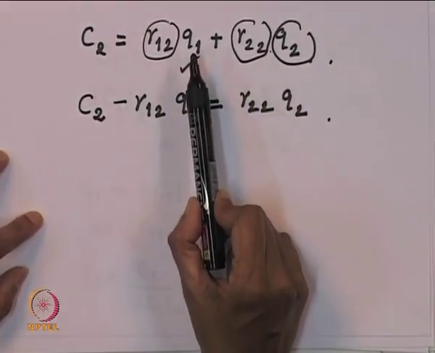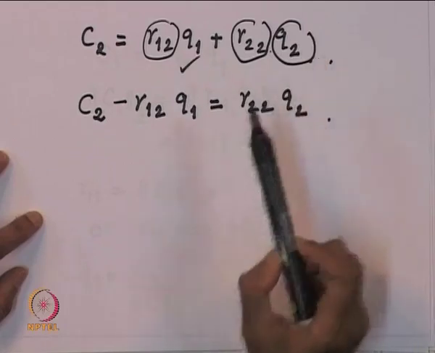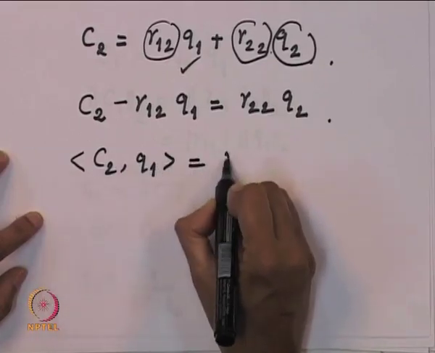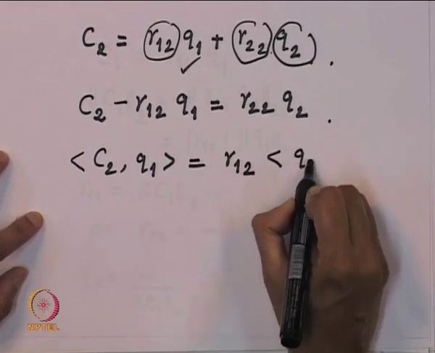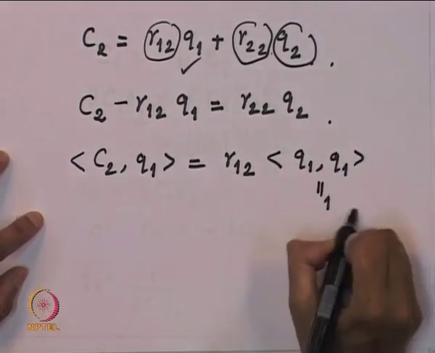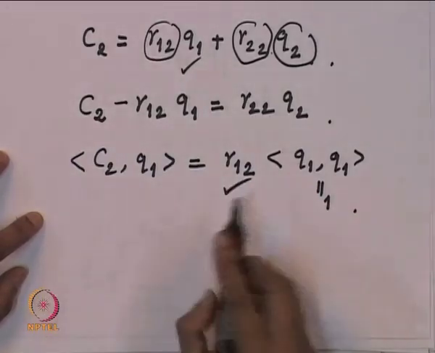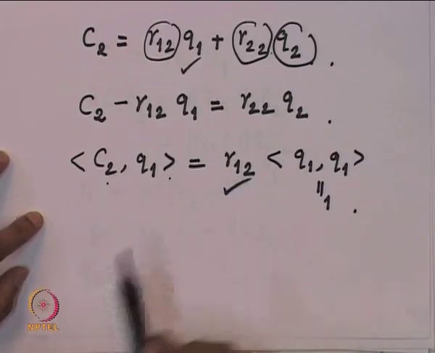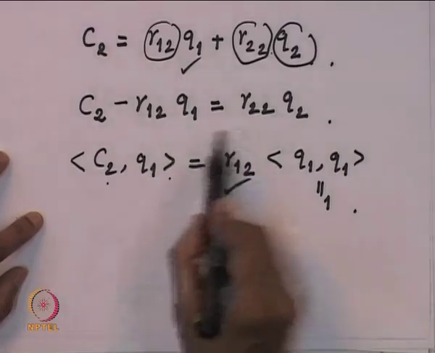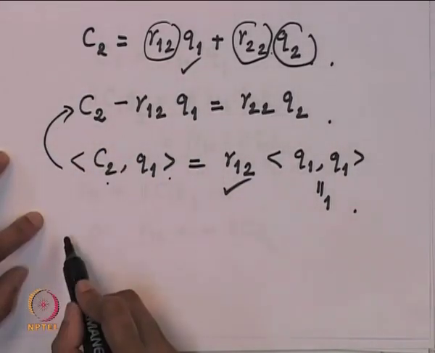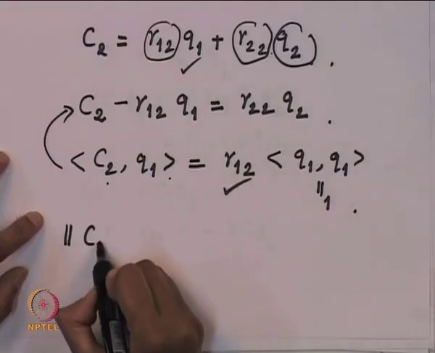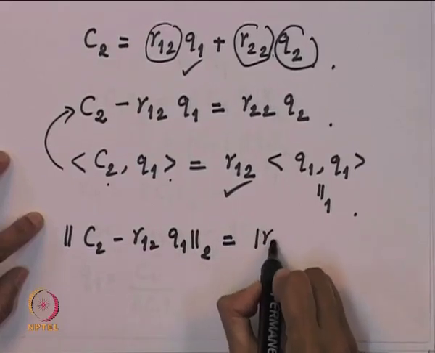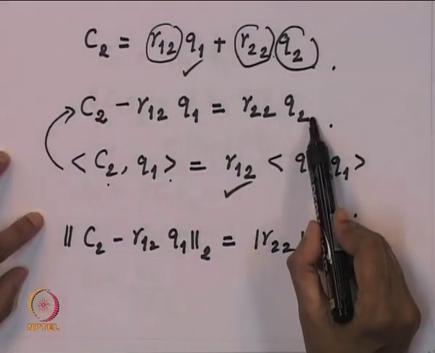I make use of the fact that Q1 and Q2 are perpendicular to each other. So, inner product of C2 with Q1 will be R12 times inner product of Q1 with Q1. So, this is going to be equal to 1. So, this determines R12, because C2 is known, Q1 is known, take their inner product and that will be R12. Now, after this, go to this relation and then take norm of C2 minus R12 Q1, its two norm will be modulus of R22, because norm of Q2 is 1.